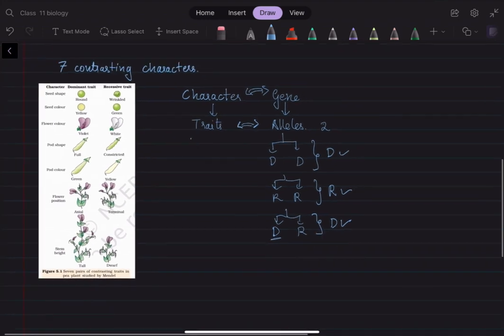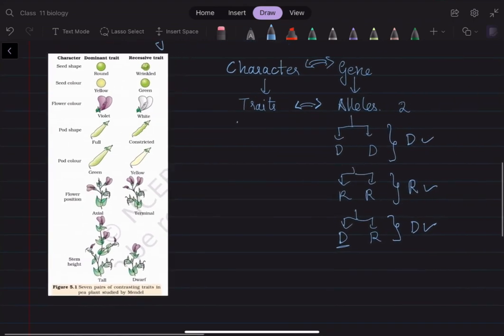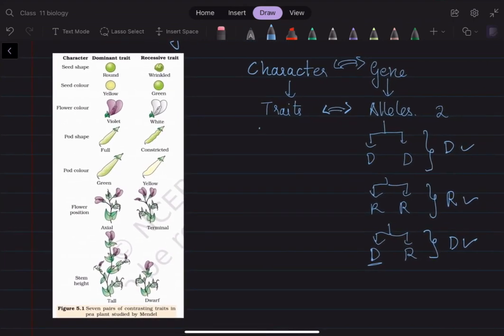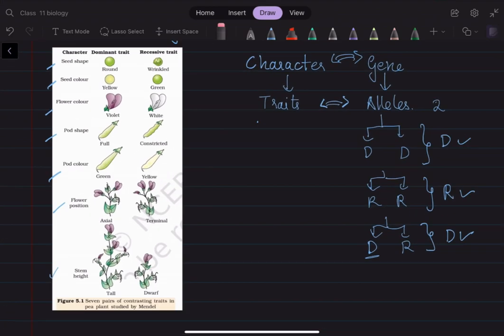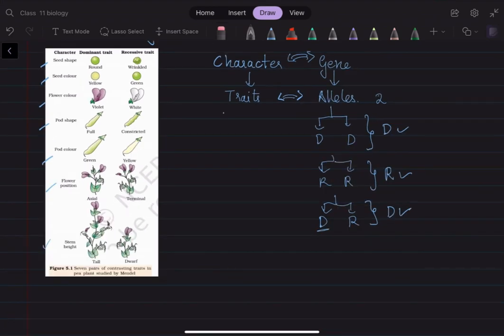Now you can see he took 7 characters here, and it's important to know which is dominant and which is recessive, right? So they might give you 3 of the recessive traits and 1 dominant, and ask us to choose the odd one out and all that. So this table is important. So these were some basic points of genetics.